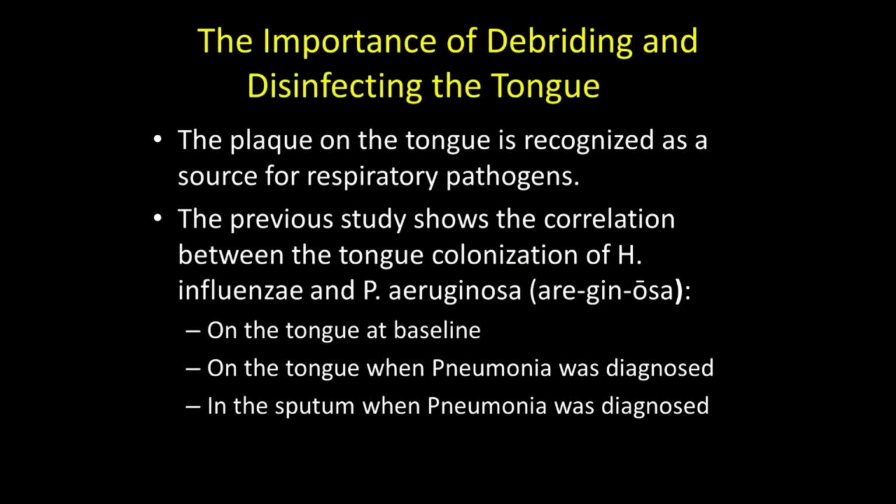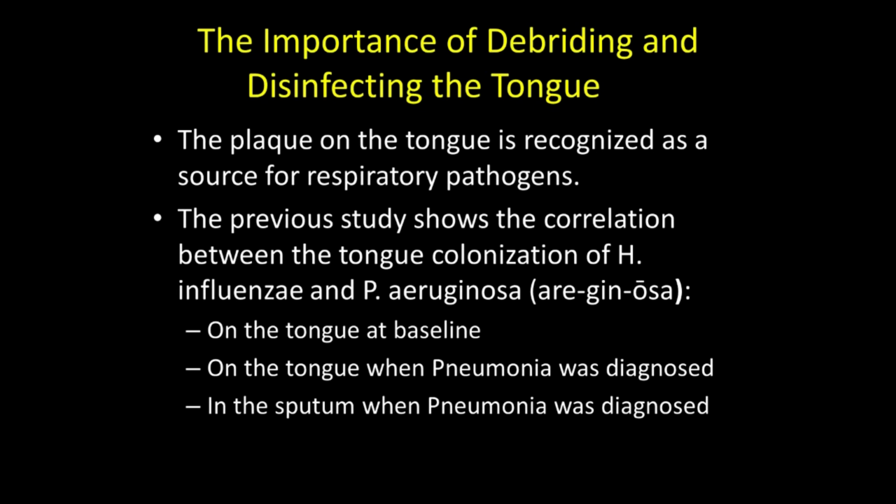The importance of debriding and disinfecting the tongue. The tongue is recognized as a reservoir, the plaque on the tongue, for respiratory pathogens. The previous study mentioned the two significant ones that we're going to be talking about are H. influenza and P. aeruginosa.